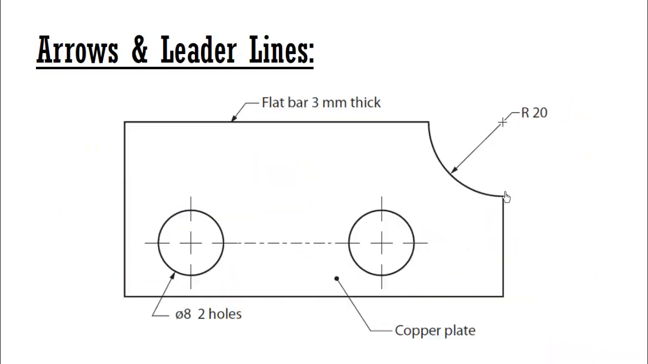Now see, here four arrow and leader lines are given. Here, here, then here, then here. Why have these been given? To give some special notes. Here you can see the arrow line, then this leader line. Horizontal one is the leader. So with the help of this arrow and leader line, you can give some special notes, like this is a flat bar 3 mm thick. Here this arrow and leader line shows that there are two holes. Dimension is 8 mm and two holes. So for special notes this has been used.